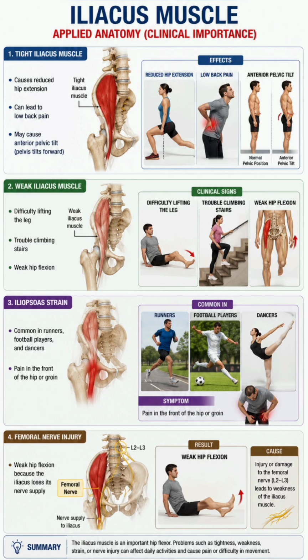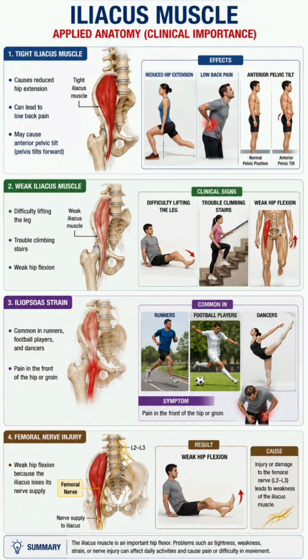The fourth applied anatomy is femoral nerve injury. It may cause weak hip flexion because the iliacus is supplied by the femoral nerve, so it loses its nerve supply, right? So this may lead to weak hip flexion. So these are some applied anatomy aspects.